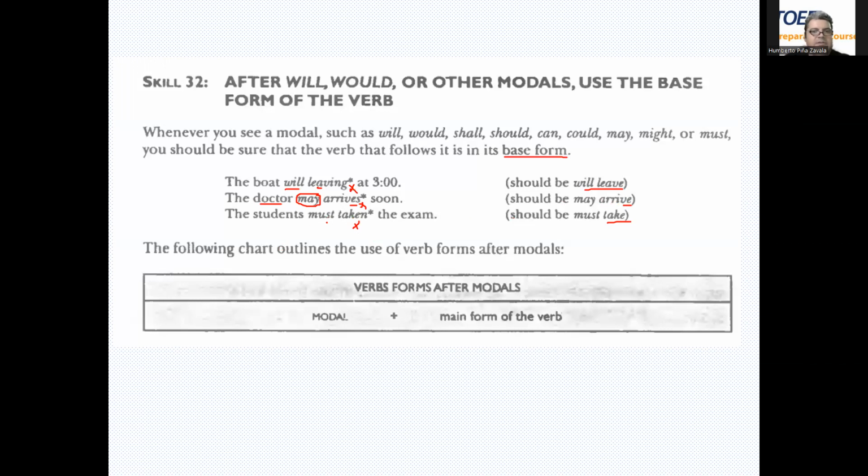Okay, so every time you see one of these auxiliaries, the next verb is going to be in the base form. Okay, so you see a modal, it has to be the base form of the verb. I will go, you would go, you shall go, you should go, you can go, you could go, you may go, you might go, you must go. Never going, goes, gone, nothing like that. Okay, so let's move on to the exercise.